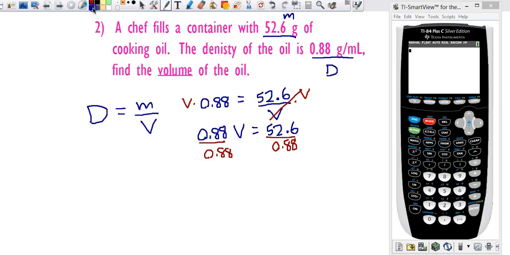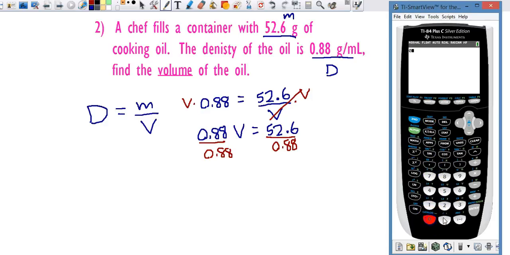And off the top of my head, I couldn't tell you what that is. So I will use my calculator. 52.6 divided by, don't really need the 0, but you can put 0.88 in the calculator if you'd like. And that's going to give you 59.772. I'll just round that to the first two decimal places.